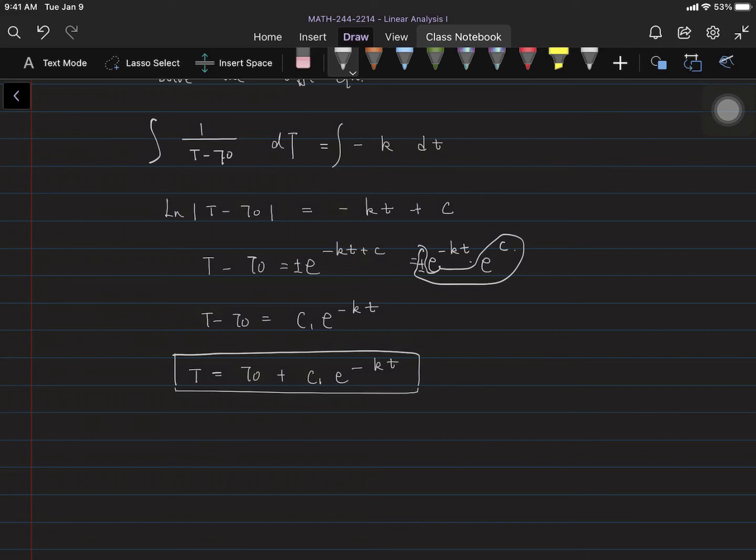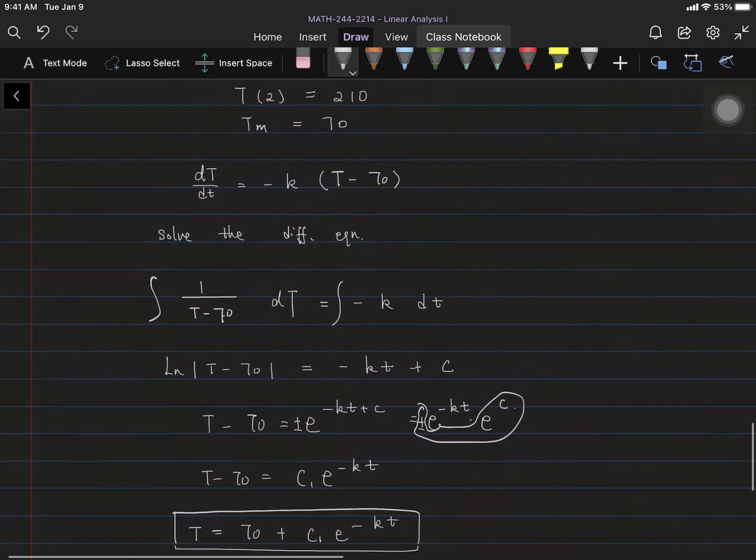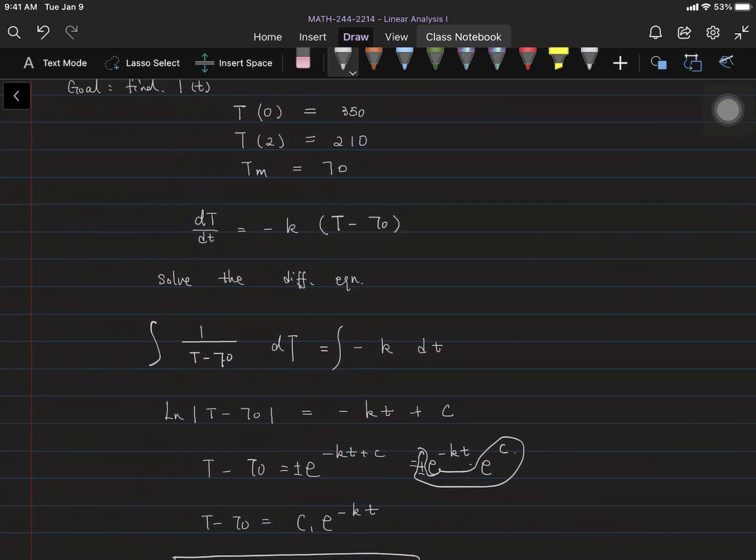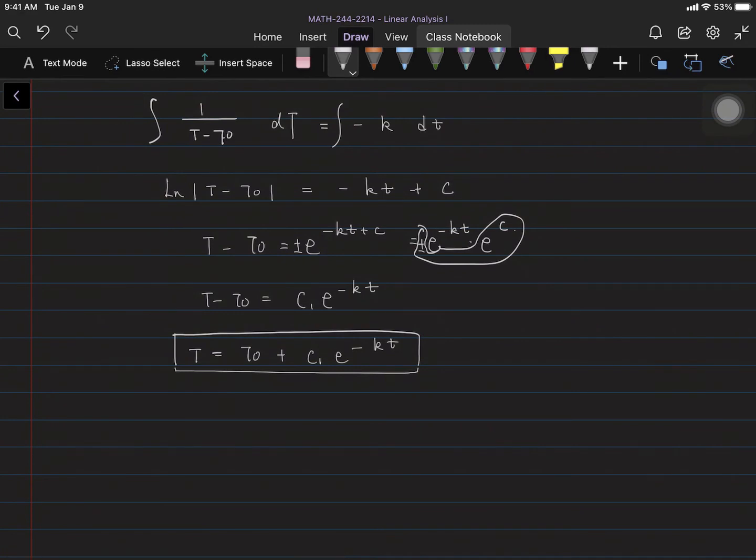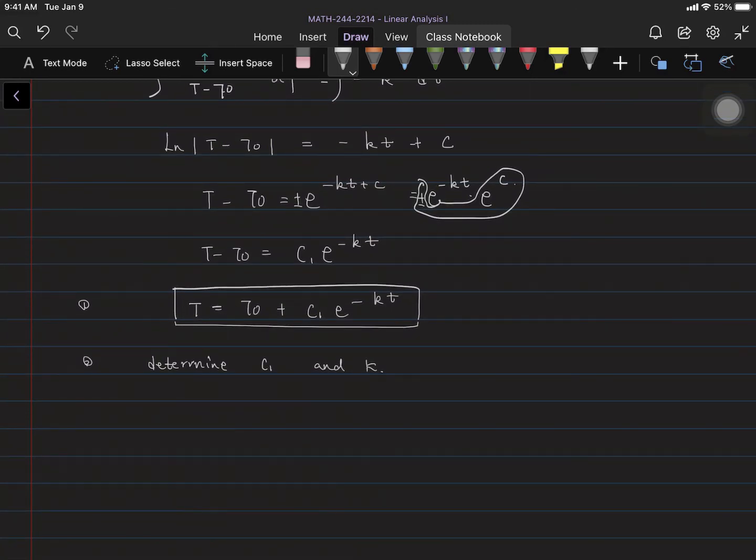But we have two conditions we haven't used yet. Those are the initial temperature and the temperature after 2 minutes. So we are going to use those two conditions next. First step, we solved the T function. Next, we want to determine c1 and k, those two constants, by using the given conditions. It's like an initial value problem: before, we plugged in t at 0 and solved for some constants, c1, c2.